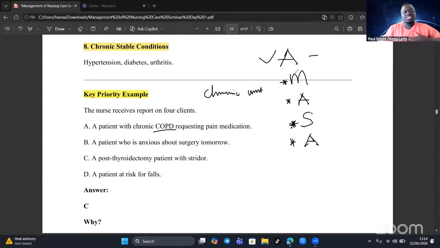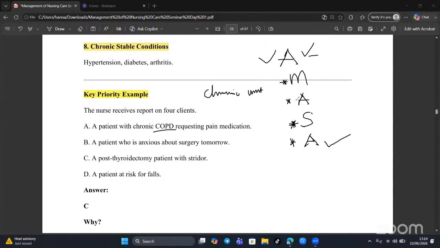His problem is our concern. So he has an ABCD problem. He has an actual problem. This one is acute. He has a chronic condition, so it's not our concern. The chronic condition is not worrying the patient currently. So he has A and A. Okay. Right. Look at the second patient.